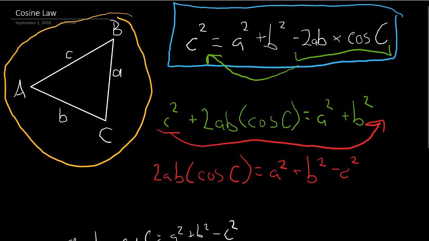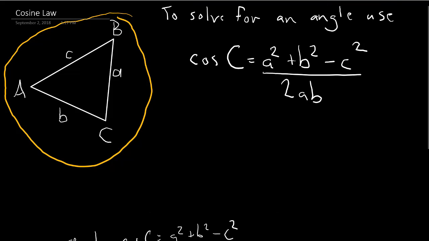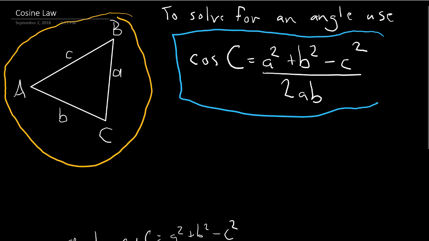And now to isolate cos all on its own, I'm out of colors, I'm going to use yellow. We need to divide both sides by 2ab, and divide all of this by 2ab, and what happens is we're going to cancel this out, so then we just get cos of c equals a squared plus b squared minus c squared, and I'll show you that on the next slide. So as you can see, I rewrote the formula, and I'm gonna box it off in blue. So this is the formula that you would use for finding the angle.